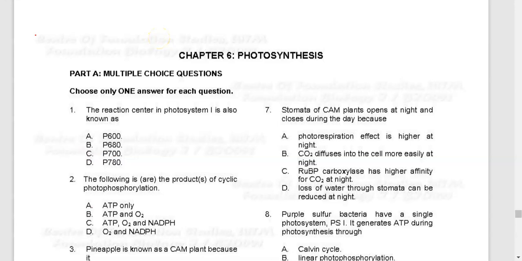Okay, so in this video, we are going to discuss Chapter 6 on photosynthesis. We are going to look at Part E on multiple choice questions. For question number 1, the reaction center in photosystem 1 is also known as P700. At the reaction center of photosystem 1, or PS1, there is a special pair of chlorophyll a that will absorb only red light in the range of 700 nanometers.